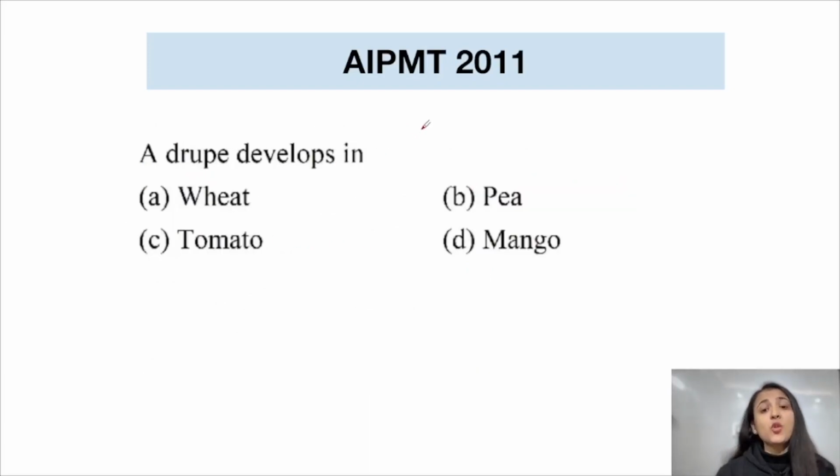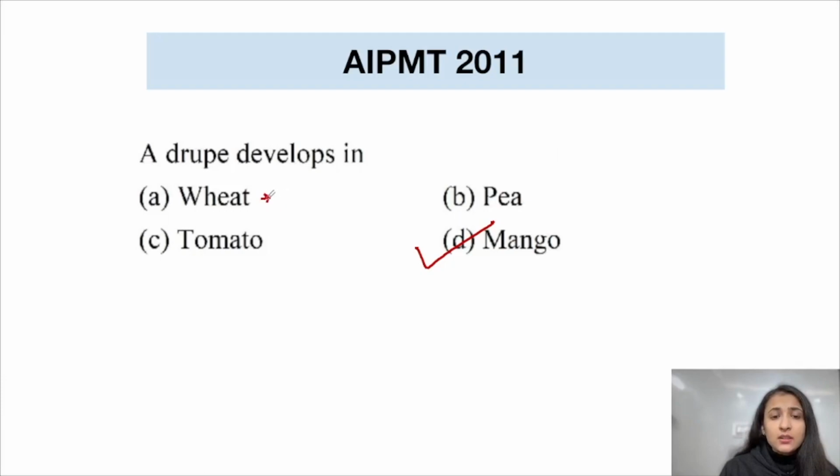Now this question is from AIPMT 2011. A drupe develops in wheat, pea, tomato or mango. So what happens in a drupe? The endocarp is very stony and hard. In drupe we study 2 examples, mango and coconut. In both the cases, the endocarp is very stony and hard. So the correct answer to this question is option number D, mango.